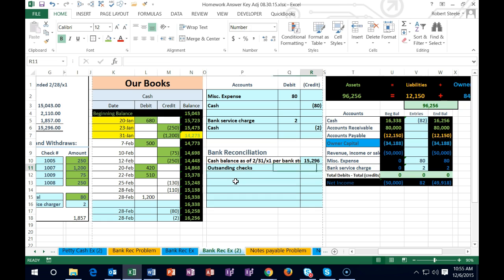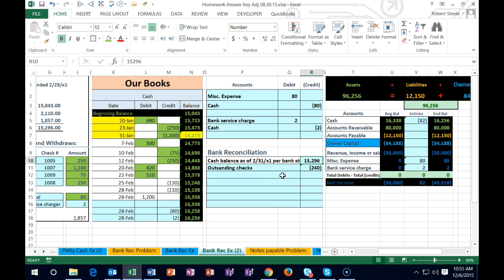So we have outstanding checks. And the outstanding checks are going to be these two. So I'm just going to sum those up. I'm going to say equals sum of, I'm just going to highlight the 130 plus the 110. I'm going to say enter. And it's going to put the 240. So that's the 240, the 130 plus the 110. And it's a negative number in this case. That's not a credit. That's going to be just a decrease.